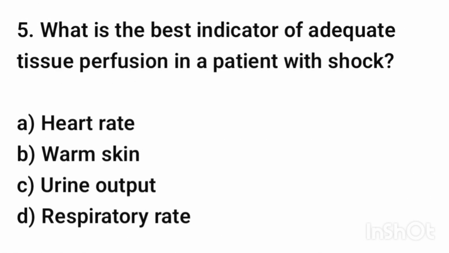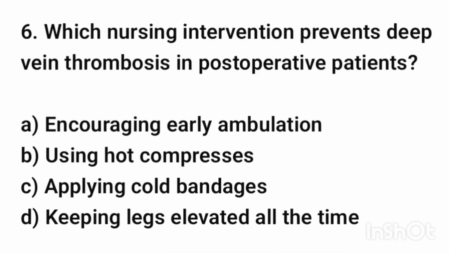Question number 5. What is the best indicator of adequate tissue perfusion in a patient with shock? The correct answer is option C, urine output. Question number 6. Which nursing intervention prevents a deep vein thrombosis in post-operative patients? The correct answer is option A, encouraging early ambulation.